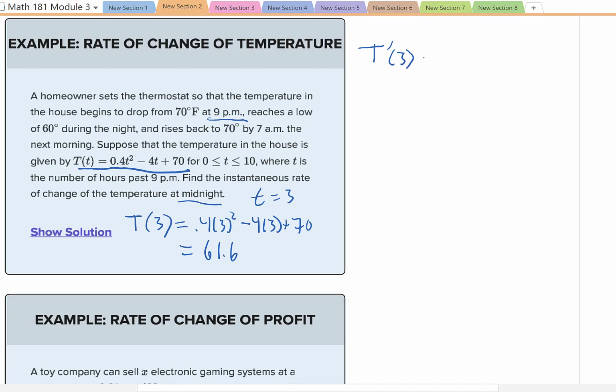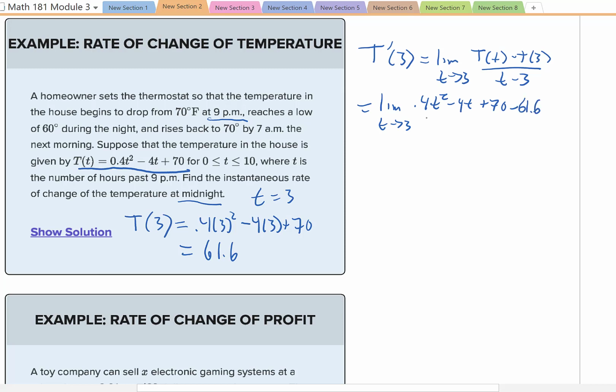So if we do our T prime at 3, the change of temperature at 3 hours into this, that's midnight, that's going to be the limit as t approaches 3 of capital T of little t minus capital T of 3 all over t minus 3. So that's going to give us the limit as t approaches 3 of 0.4t squared minus 4t plus 70 minus the 61.6, because that's our big T of 3, over t minus 3.